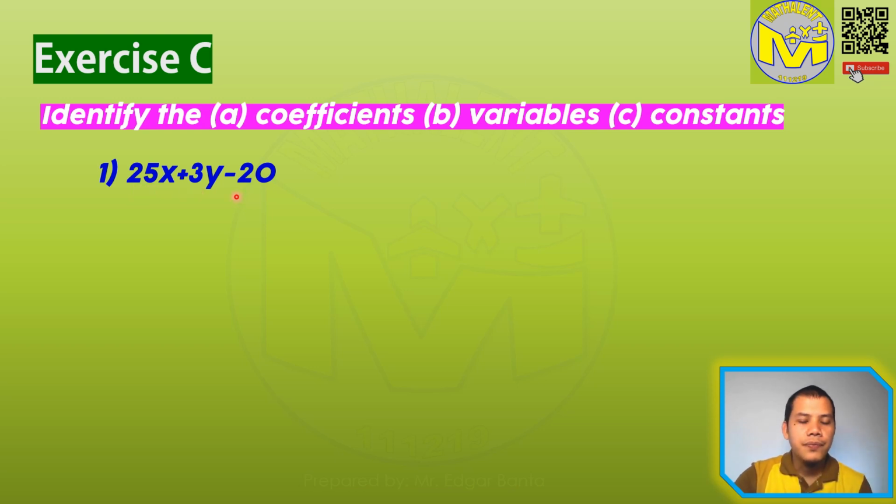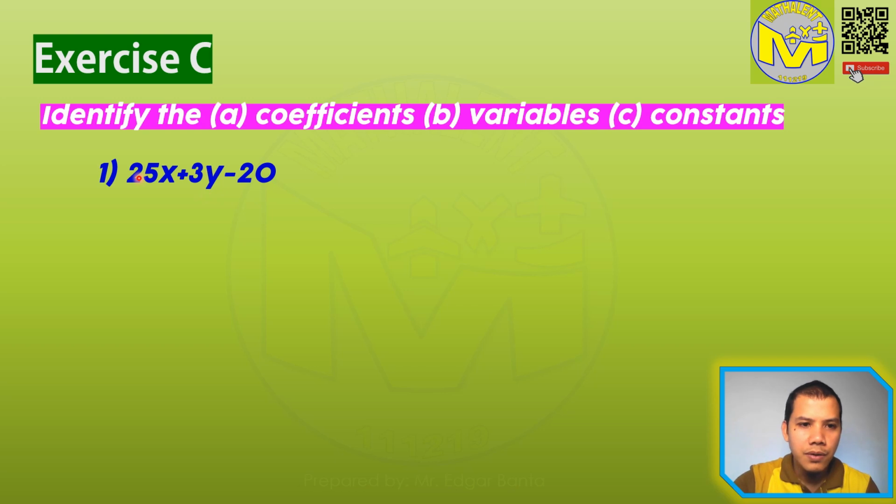So we got 25x, 3y, and 20. It is separated by plus, so it will become plus 3y. This is minus 20. So first, A, what are the coefficients in this expression? Remember, coefficients are the numbers before a variable or variables.